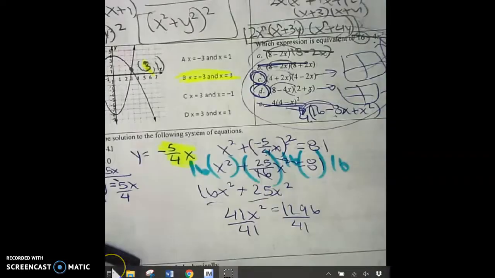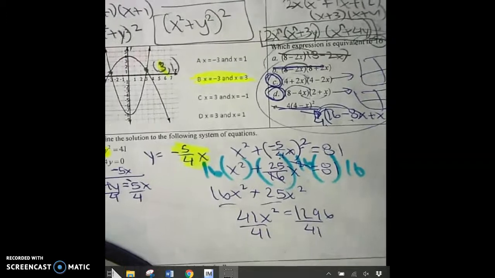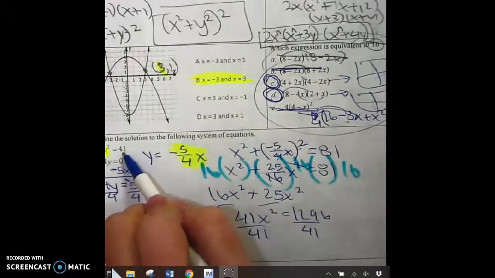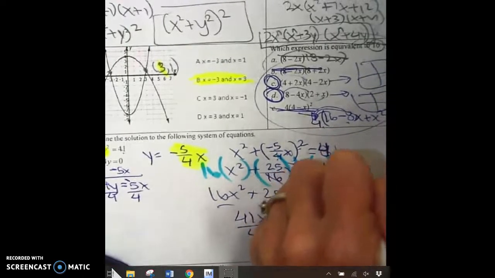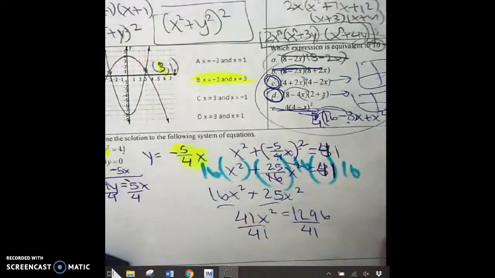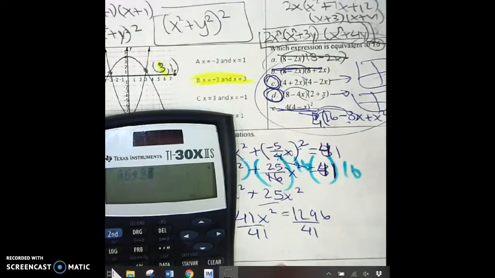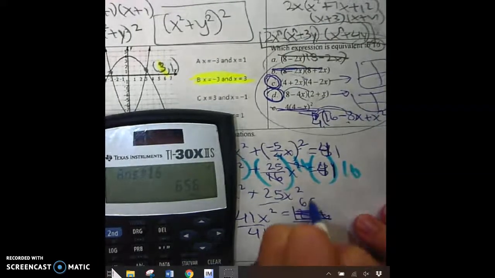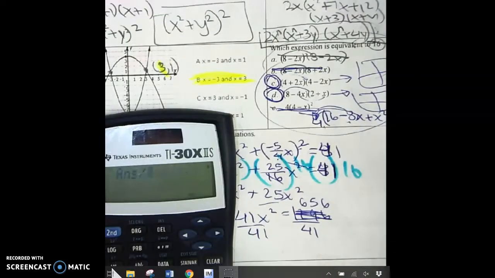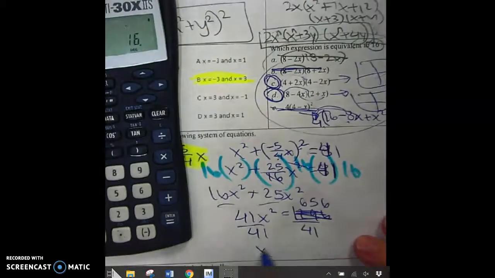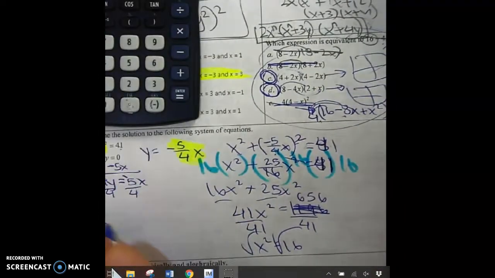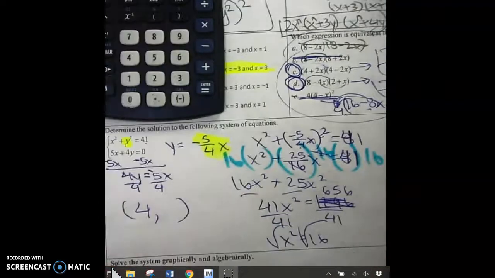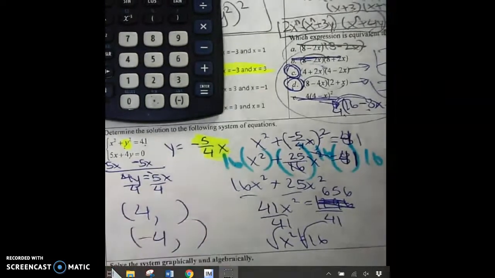Hold on. All right, all of you saw it way sooner than me. This says 41. I put 81. Let's try this again. I don't even know where 81 came from. So let's try this again. 41 times 16, 656. Okay. Divided by 41, 16. X squared equals 16, square root, square root. So one of my x values is 4, and one of my x values is negative 4.